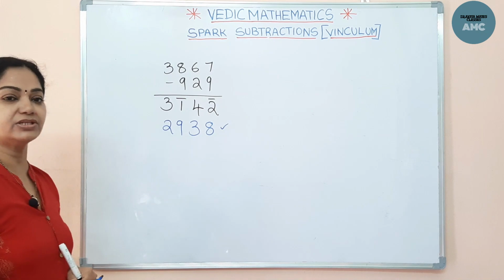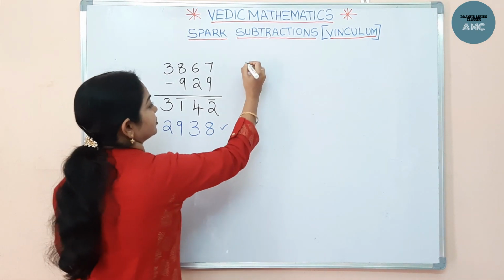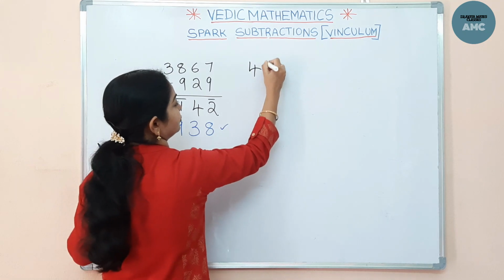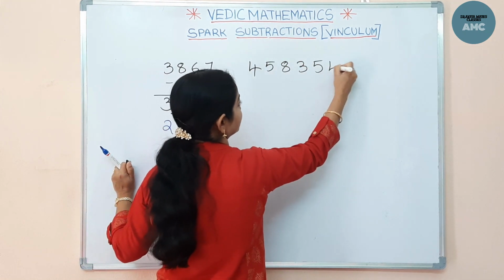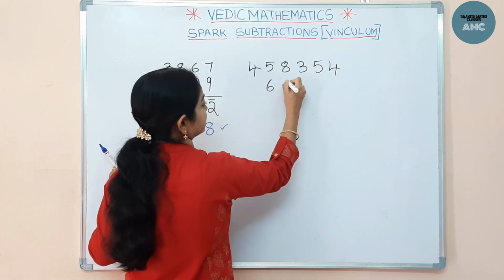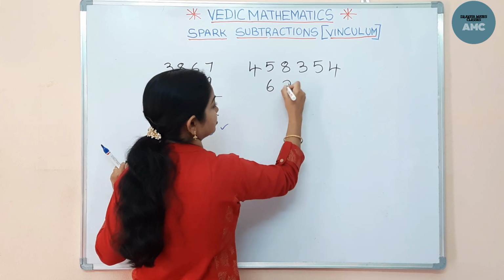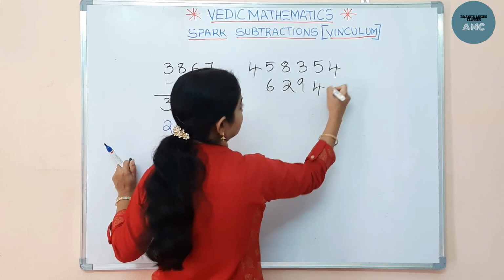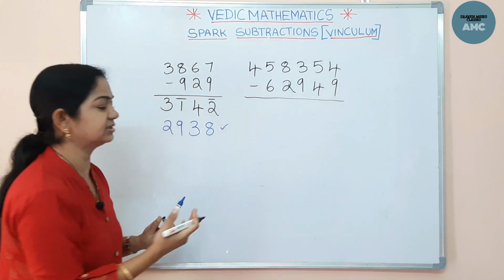Okay, any digit with any digit. Let's do any digit with any digit. Okay, 4 5 8 3 5 4. Okay, 6 2 9 4 9. Okay, some digits. So that is a 6-digit and a 5-digit.